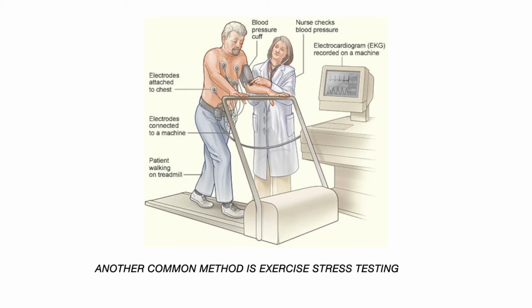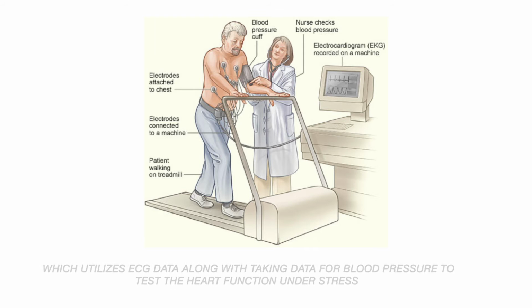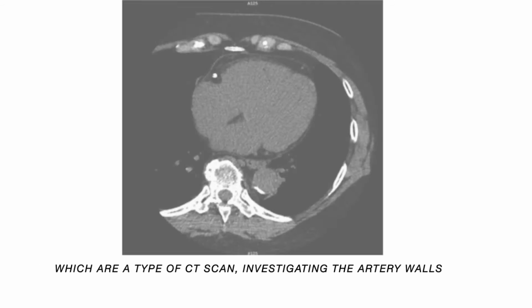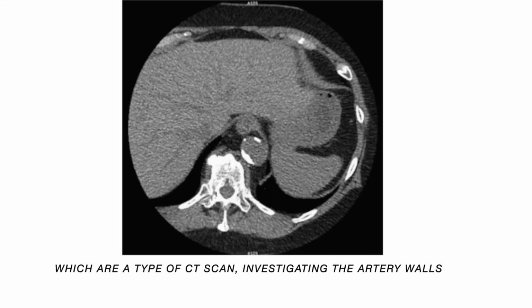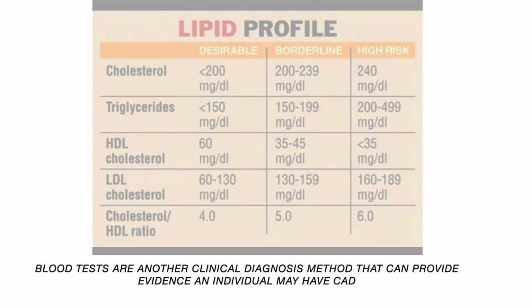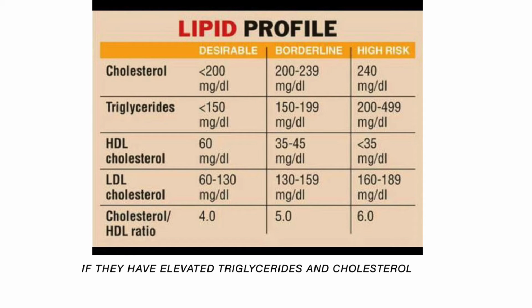Another common method is exercise stress testing, which utilizes ECG data along with taking data for blood pressure to test the heart function under stress. Another clinical test used to diagnose CAD is coronary calcium scans, which are a type of CT scan investigating the artery walls for calcium buildup indicative of a plaque. Blood tests are another clinical diagnosis method that can provide evidence an individual may have CAD if they have elevated triglycerides and cholesterol.